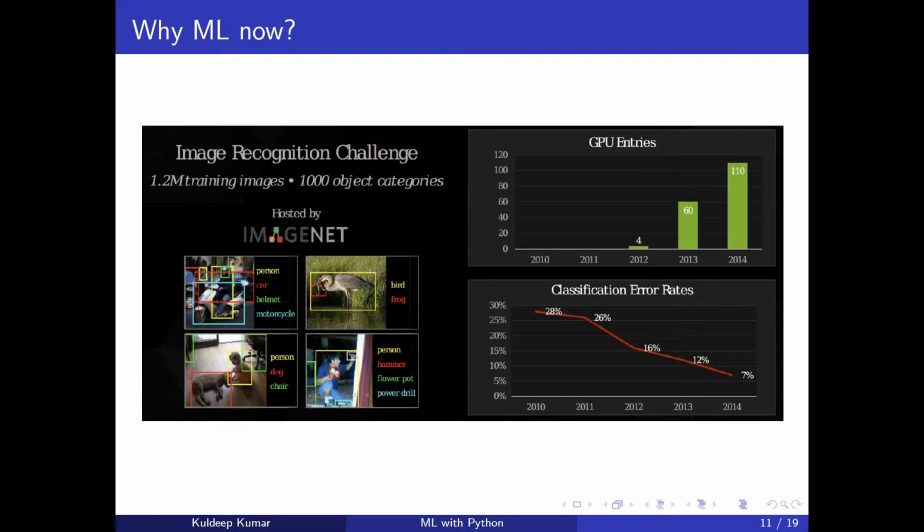In 2012, there was a sudden jump in the error rate, from 26% to 16%, because that was when Google's GoogleNet was used. This is a deep learning architecture. And recently, in 2017, we got an error rate of 3%, which means if the machine is going to classify images, like whether it's a bird or a frog, it's only going to get a 3% error rate, whereas in 97 cases, it's going to be perfectly fine. And this is better than the human error rate. We have about 95% accuracy when we are doing this.